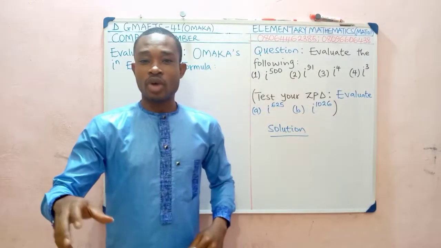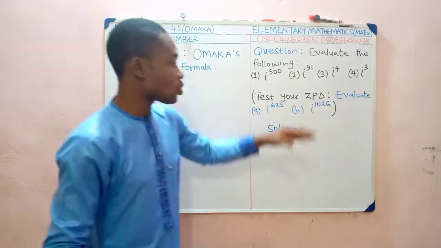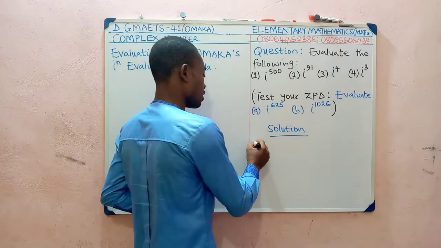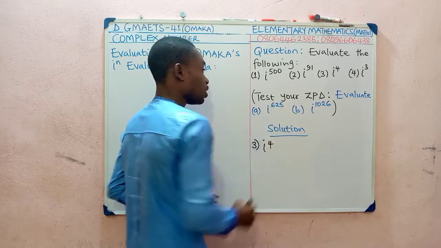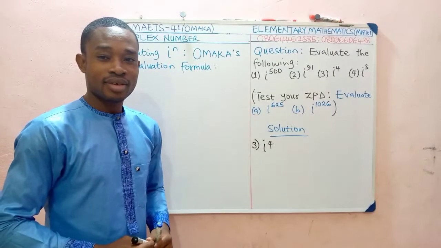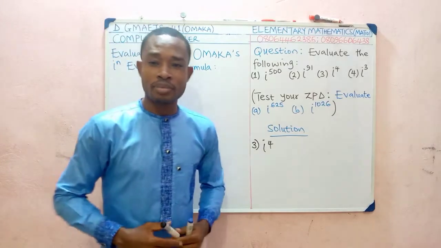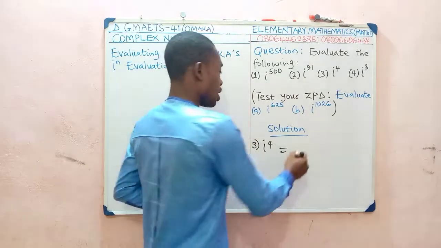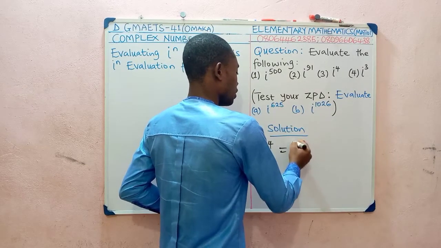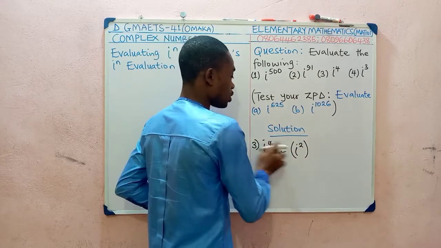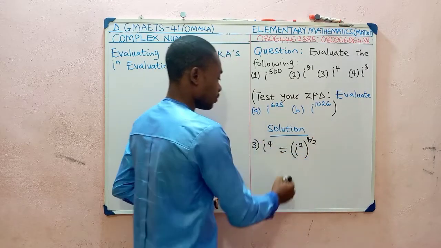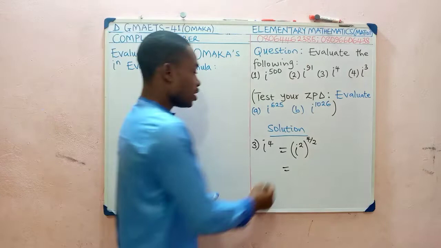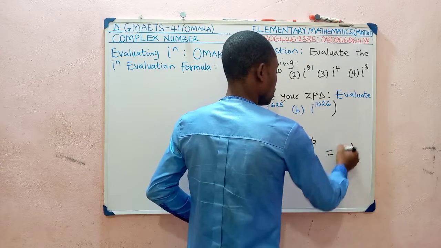Welcome back from the short break as we look at the last two parts of this question: i raised to power 4 and i raised to power 3. We're going to evaluate that. i raised to power 4. Take note that n is an even number. Because it's an even number, you know the i raised to power n evaluation formula to use. This is going to be i squared raised to power n over 2, where n is what? 4. So it's going to be 4 over 2. That's the formula, you know. i squared in bracket raised to power n over 2. This is going to give us i squared raised to power what?